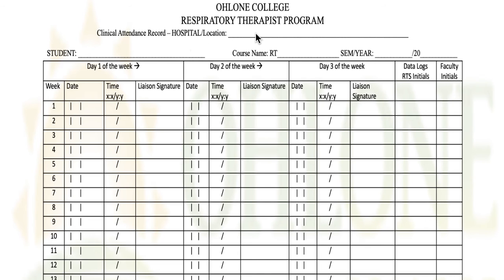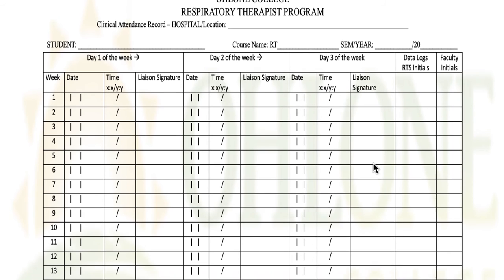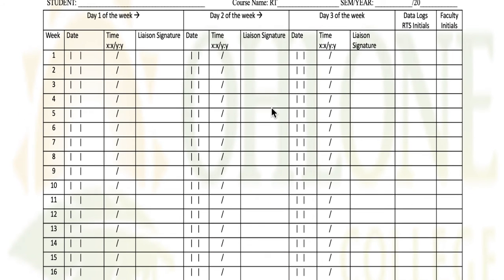You'll have your location, the student's name will be here, the course, the year they're attending, and you're basically checking on March 1st, 2022, at this time to this time, an RT saw your student Sammy. And then across, this is week 1. That same week, Sammy came in the second day. He has the RT signature. And all these weeks will fill up.